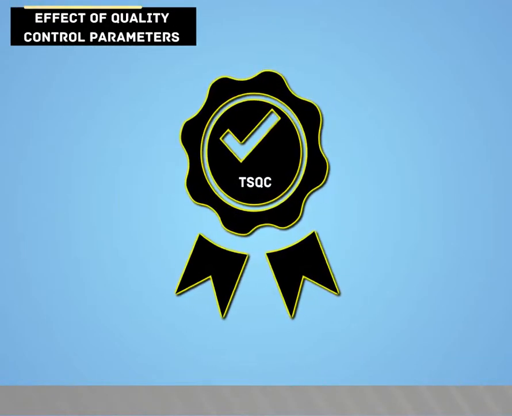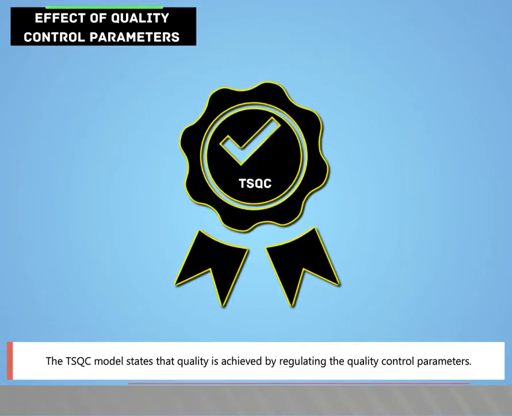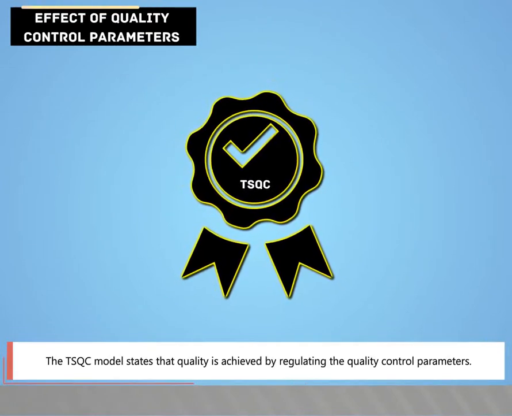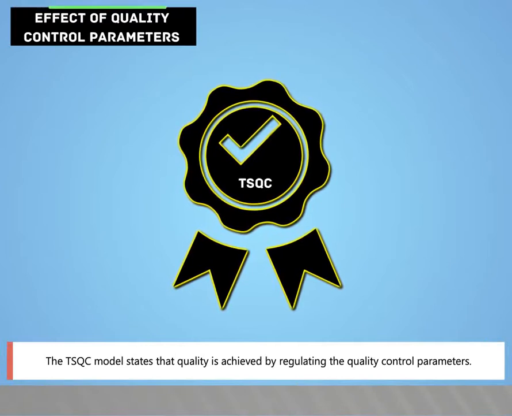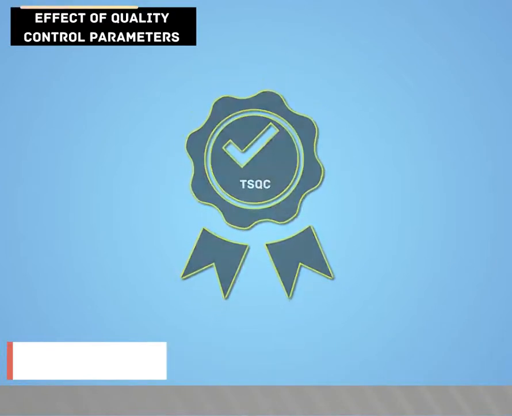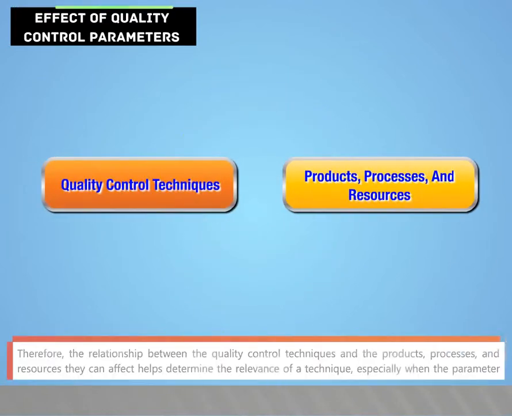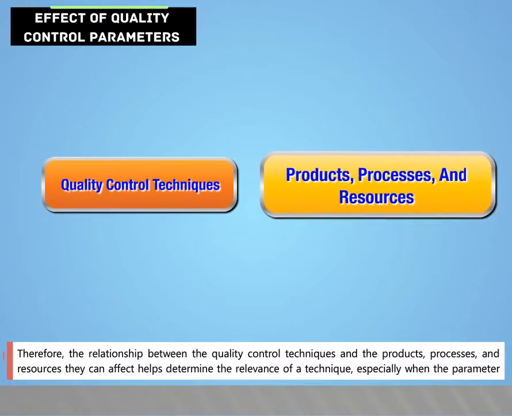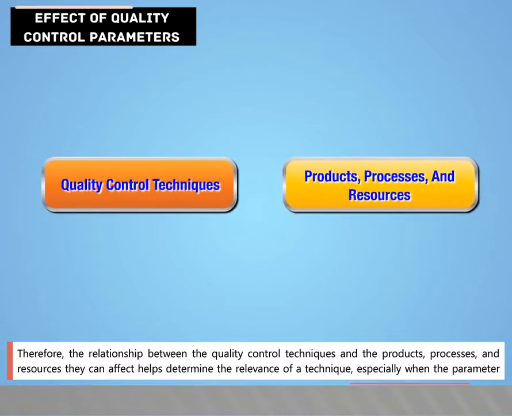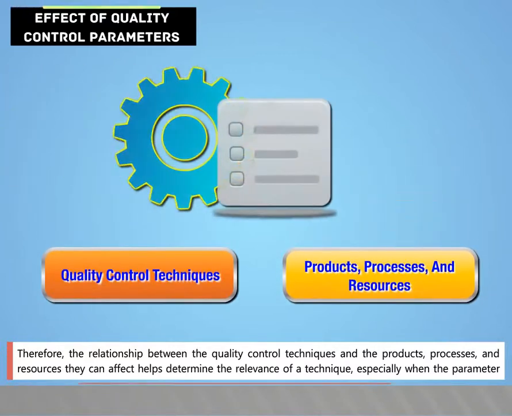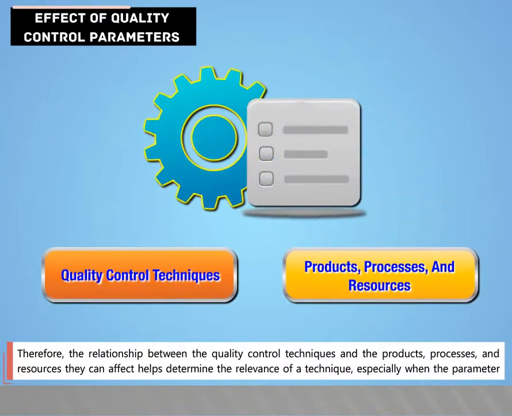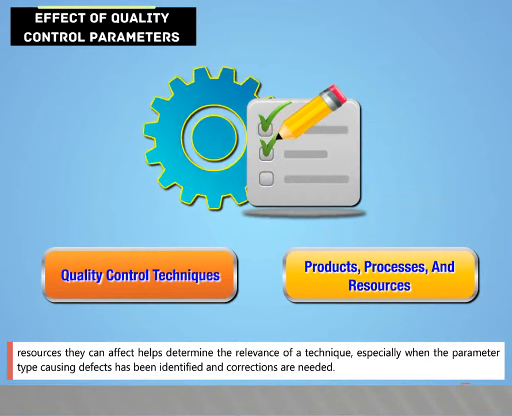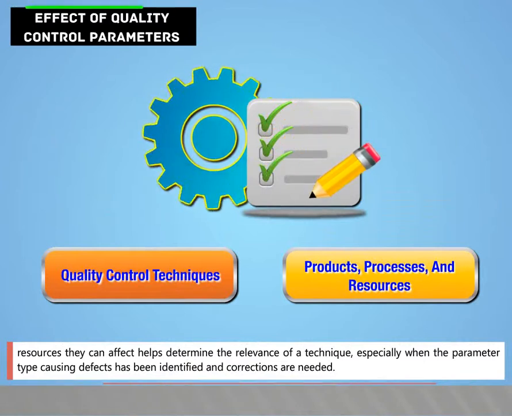Effect of quality control parameters. The TSQC model states that quality is achieved by regulating the quality control parameters. Therefore, the relationship between the quality control techniques and the products, processes, and resources they can affect helps determine the relevance of a technique, especially when the parameter type causing defects has been identified and corrections are needed.